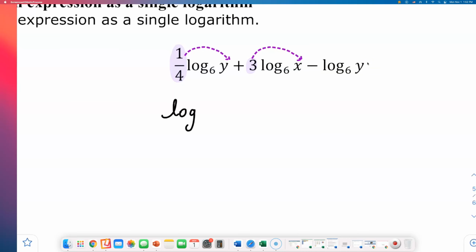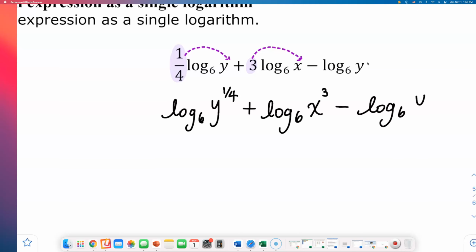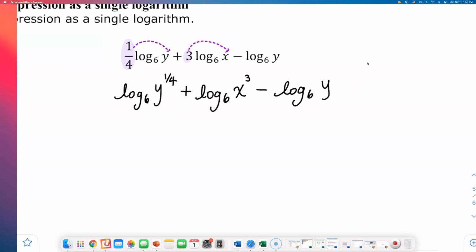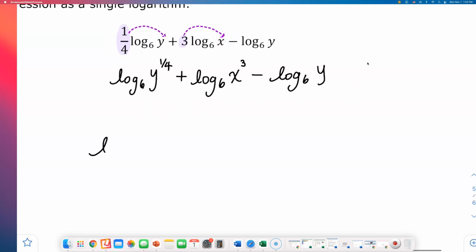Log base 6 of y to the 1/4 power plus log base 6 of x to the 3rd power minus log base 6 of y. Now let us combine these three logs and put it together. I'm going to write this as a single gigantic log base 6. And I'm going to make this a fraction because this term right there has a minus sign, so that's going to go to the bottom.